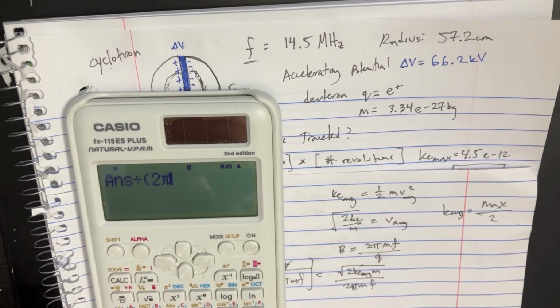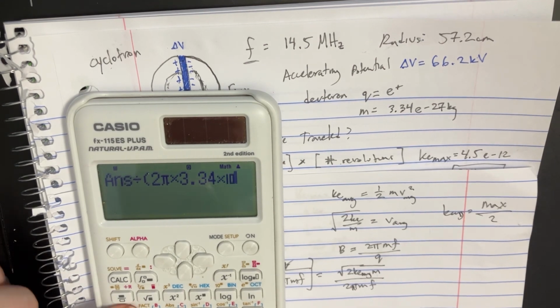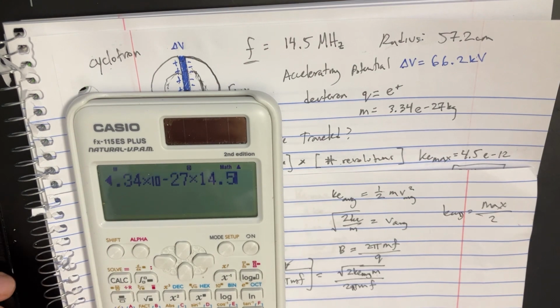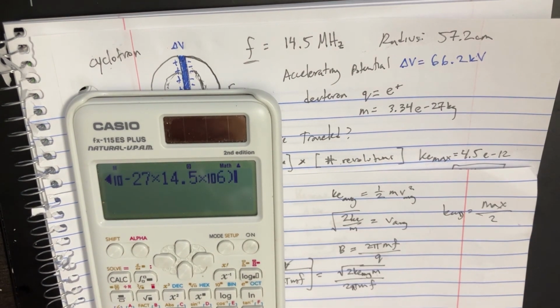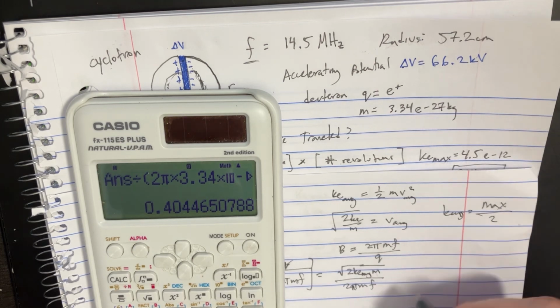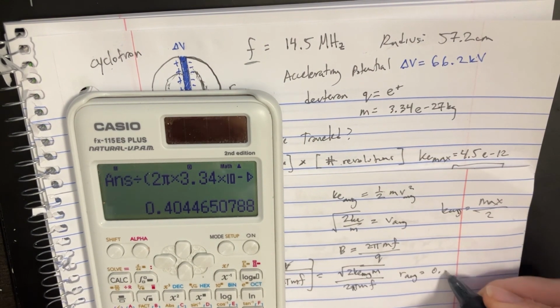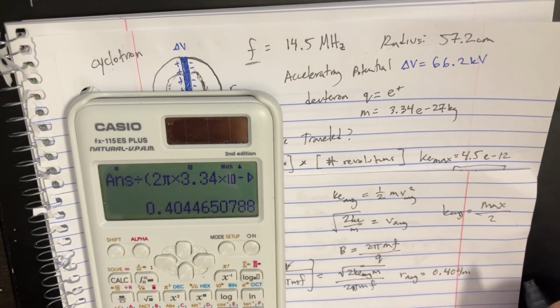2 pi times 3.34 e to the negative 27 times the 14.5 e to the 6th. Okay, so that's going to be our average radius, 0.404 meters.